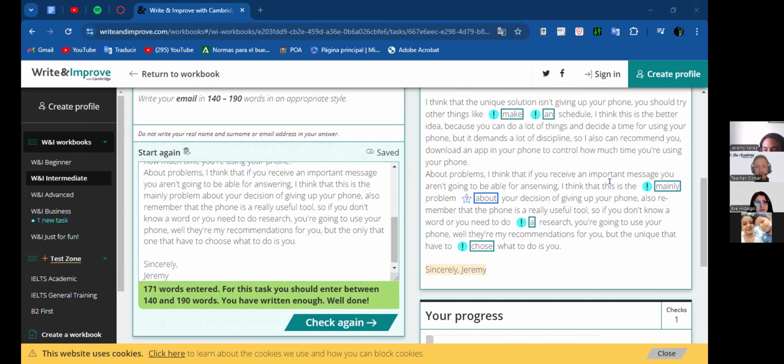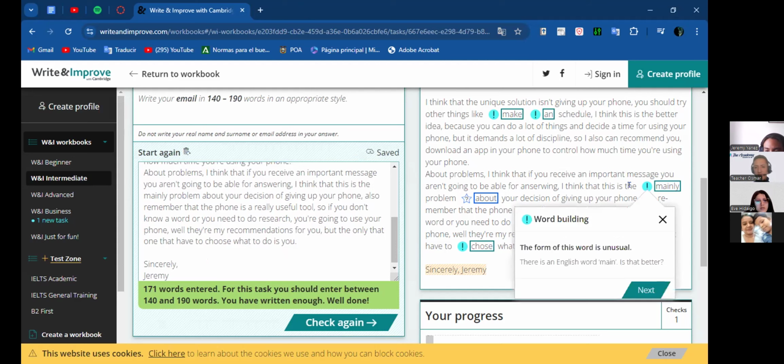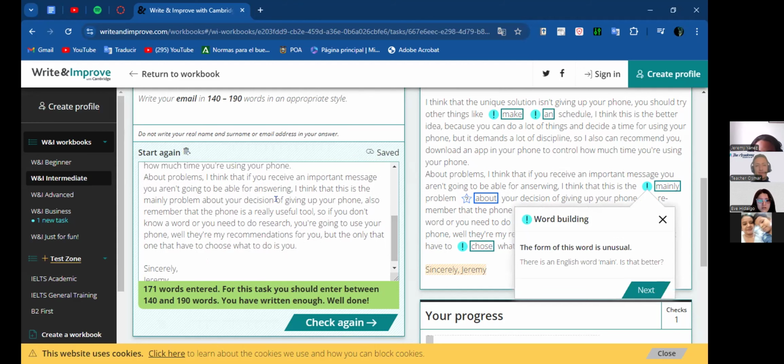Yes. And this mainly, the form of this word is unusual. Main. I think that is the main problem. Creo que este es el principal problema, ¿ok? Solo main, no mainly, porque mainly es como adverb, ¿no? El principalmente problema. No, the main problem. So you can check again. Click on check.